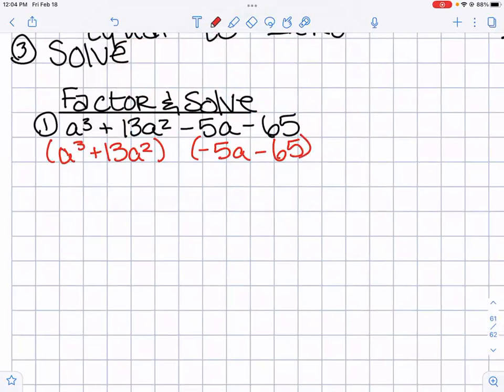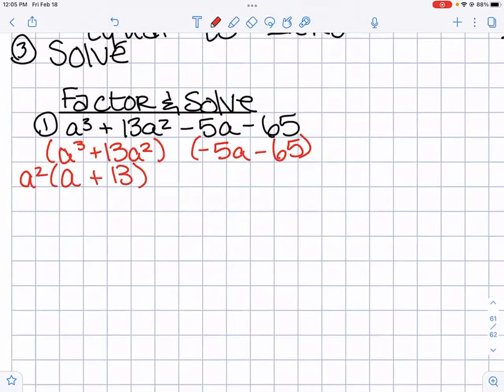So I've got a to the third plus 13a squared and negative 5a minus 65. What goes into a to the third and 13a squared? a squared. Okay, and what are we left with? A plus 13, because I had 3 a's. I moved 2 of them out. 13 didn't change, and we moved both of those a's to the outside.